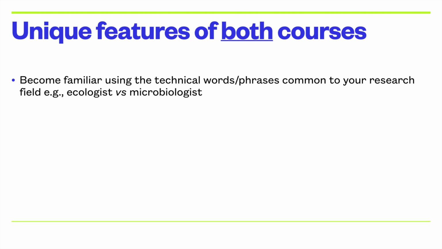In both courses, you will only be writing and presenting your own research. Therefore, you can become familiar with using English technical words and phrases common to your own research field. For example, an ecologist uses different words and phrases than a microbiologist. This is one very important feature that is often missing from general writing courses. Your research topic will likely be different than other students taking the course. This can make for interesting discussions.